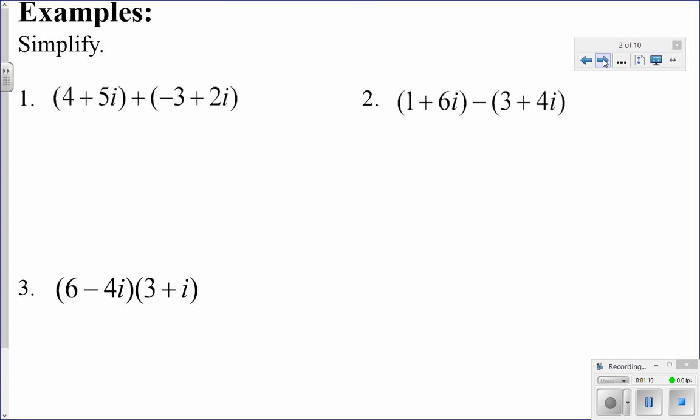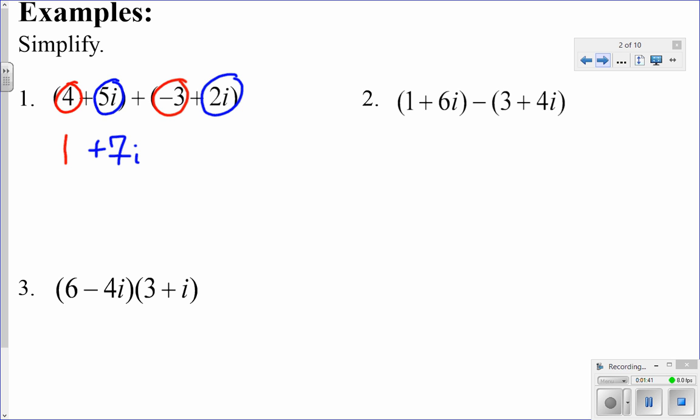So when we're adding and subtracting complex numbers, we just need to remember to add the reals and add the imaginary parts. So for example 1 here, to add these two complex numbers, I look at my real parts and I say 4 minus 3 is 1. And then I look at the imaginary parts, and 5i plus 2i is 7i. So that's adding complex numbers.